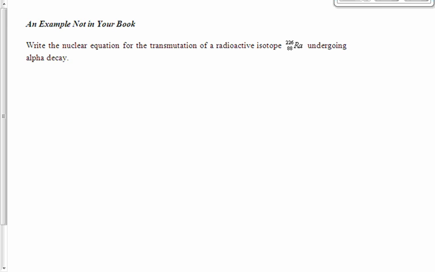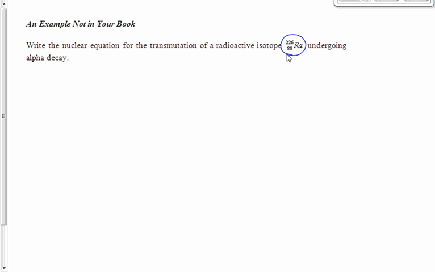First one, write the nuclear equation for the transmutation of a radioactive isotope, radium-226, undergoing alpha decay. Radium-226 is what we call our parent nucleus. What's produced is what we call our daughter nucleus. It's kind of like reactants and products with chemistry. Our reactants would be our parents, our products would be our daughter nucleus. Now, if you want to call them reactants and products, it's not the end of the world. Just make sure you recognize the term parent and daughter. Okay, parent, reactant, daughter, product.